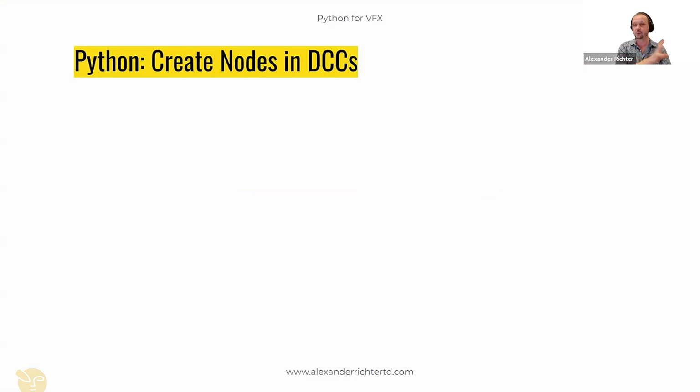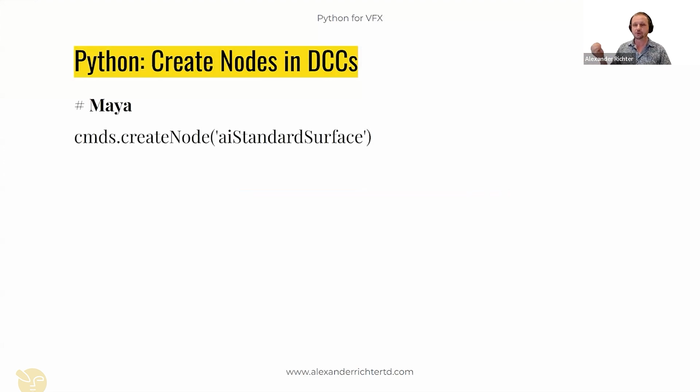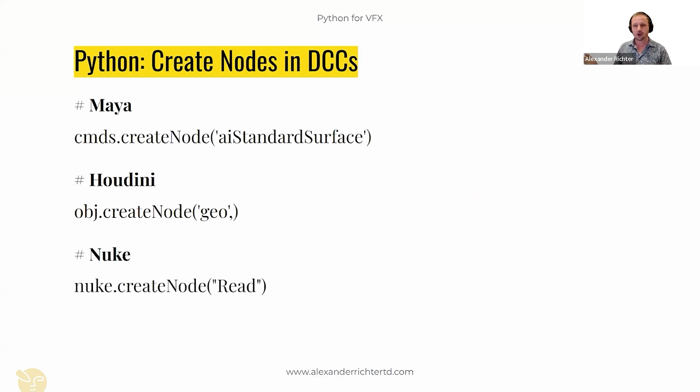And if we look at working generally with each of the software, code-wise, maybe you're a beginner or maybe you're only familiar with one software, the code is actually pretty much the same. For example, if you want to create a node in Maya, we just say cmds, the command lines in Maya, dot createNode, and then the node that we want to create, aiStandardSurface. Okay, what about Houdini? In Houdini, you would say obj, because we have a certain node that we created, dot createNode, and then create a geo node, for example. What about Nuke? nuke.createNode, and then we create a Read.